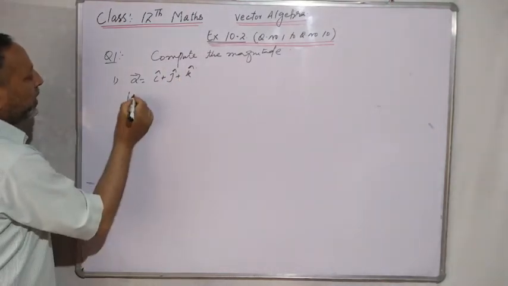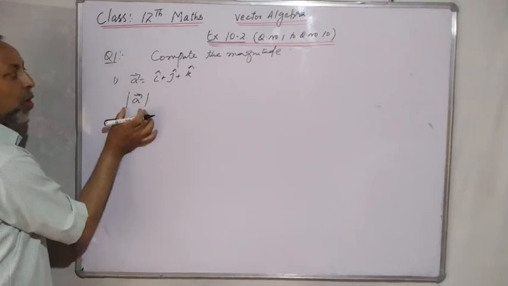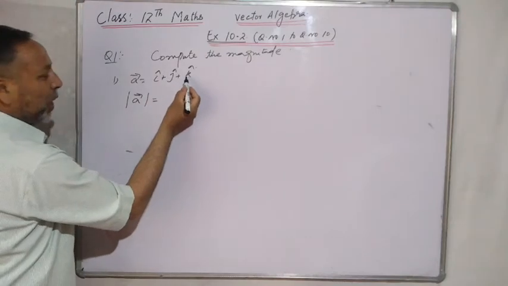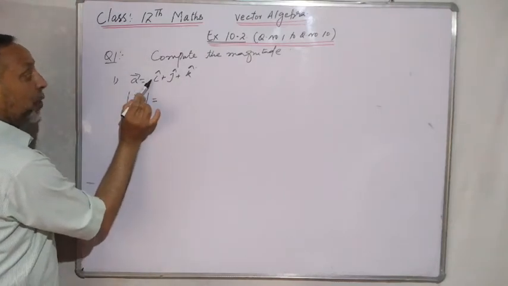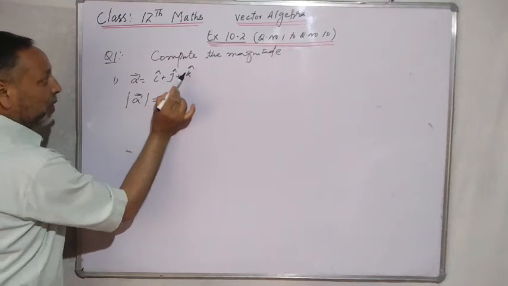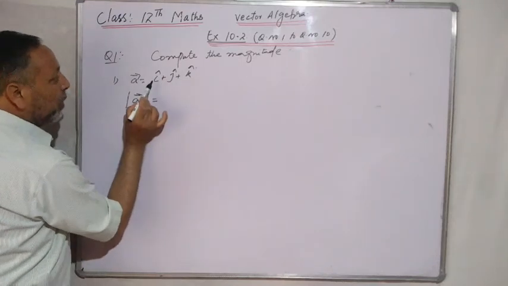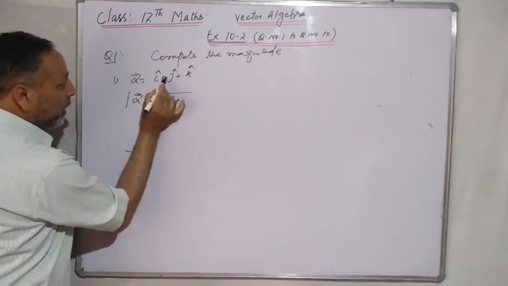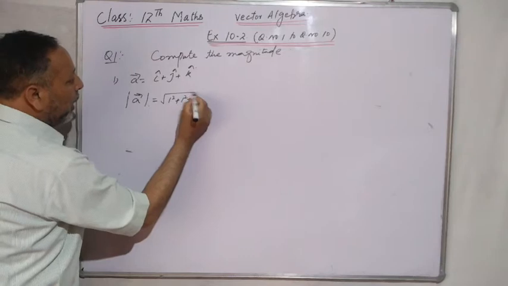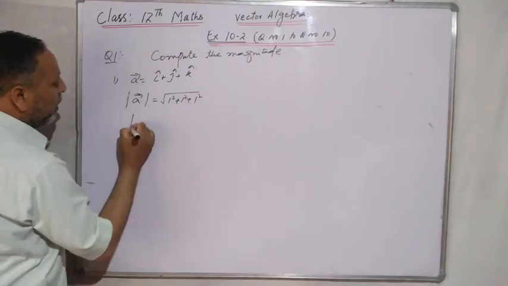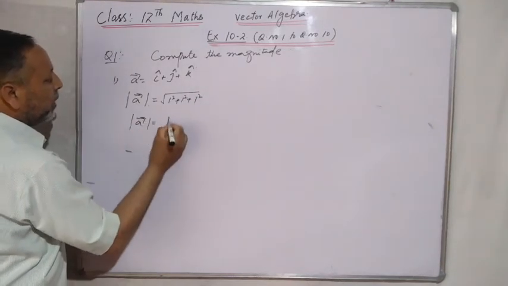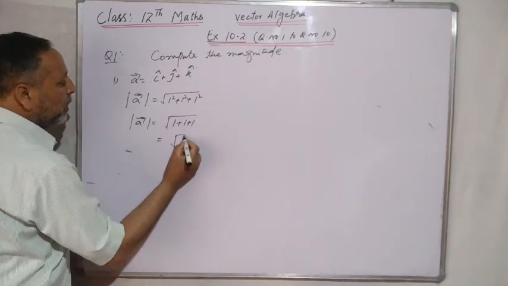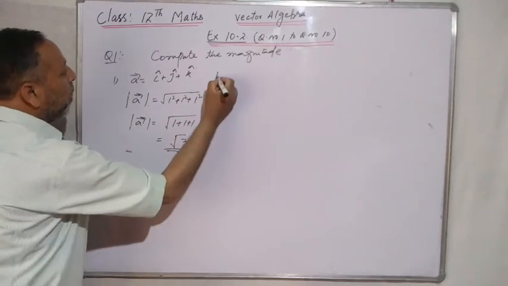So magnitude of vector A. Put the vector A under modulus. It is equal to root of a square plus b square plus c square. A is the coefficient of i cap, b is the coefficient of j cap, and c is the coefficient of k cap. The coefficient of i cap is 1, so it is 1 square, plus coefficient of j cap is 1, means 1 square, and coefficient of k cap is 1, means 1 square. So magnitude of vector A is equal to root of 1 square plus 1 square plus 1 square, which is 1 plus 1 plus 1, that is equal to root 3.